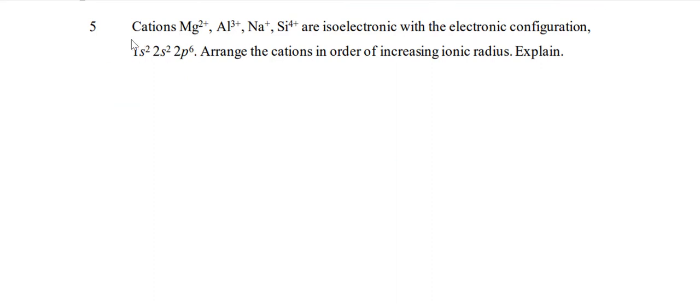Okay, so the fifth question, diberi cations, the cations are isoelectronic with the same electronic configuration, 1s2, 2s2 and 2p6. Okay, so dia punya number of electron sama lah. Okay, dia minta you arrange the cations in order of increasing ionic radius and explain your answer.